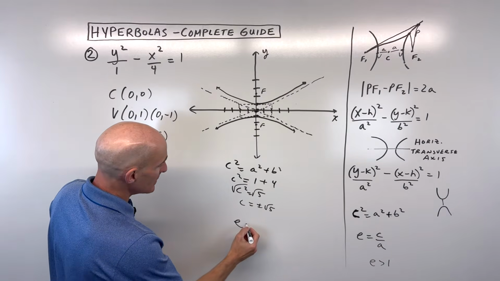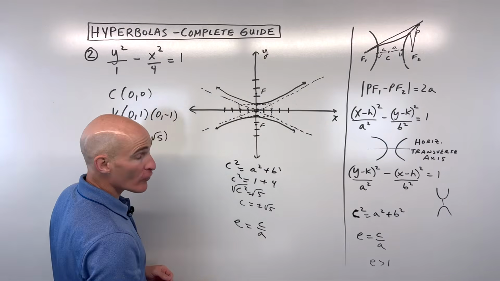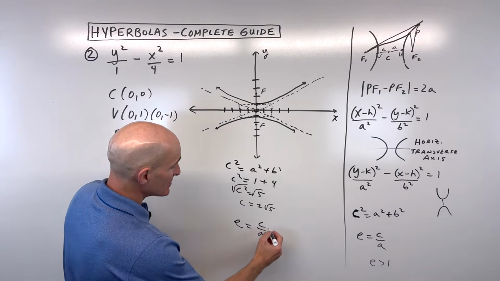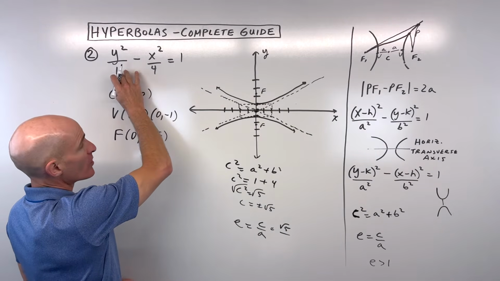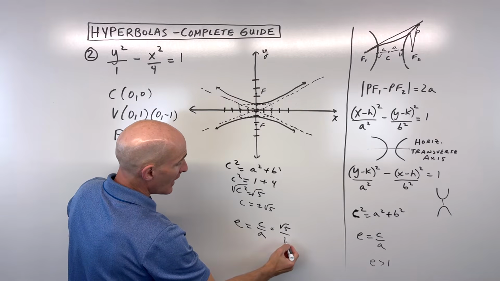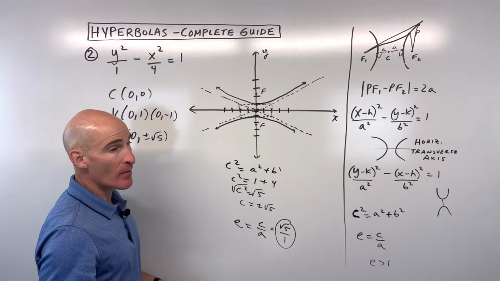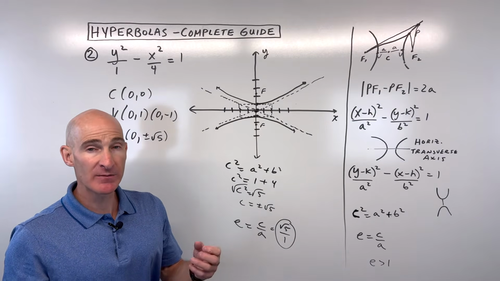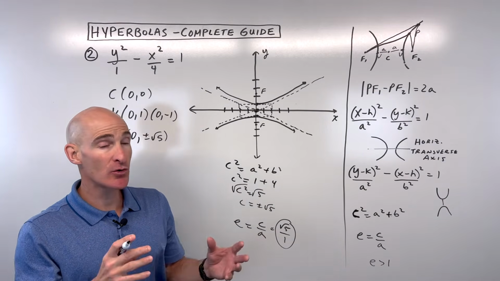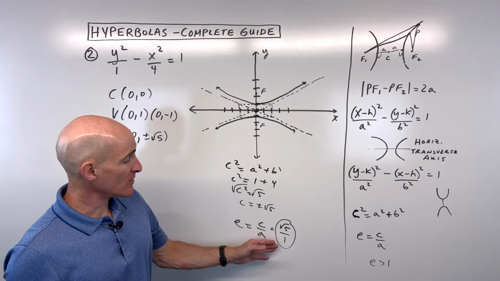But the eccentricity is defined as c over a. c we figured out is the square root of 5. You can just take the positive quantity. a is the square root of 1, which is 1. And this is our eccentricity. Now, the eccentricity for hyperbolas is always going to be greater than 1. For ellipses, if you learn about ellipses, it's between 0 and 1. But for hyperbolas, it's greater than 1.